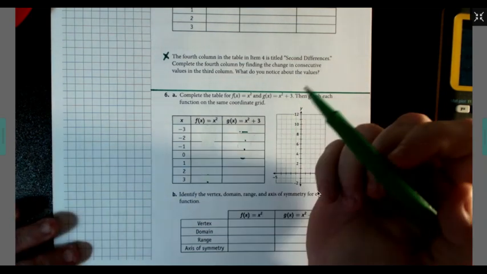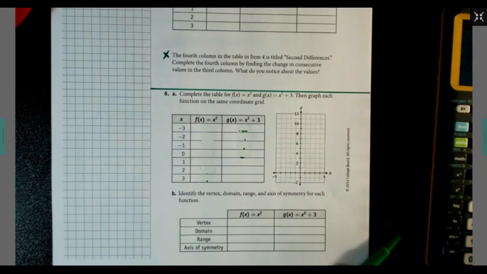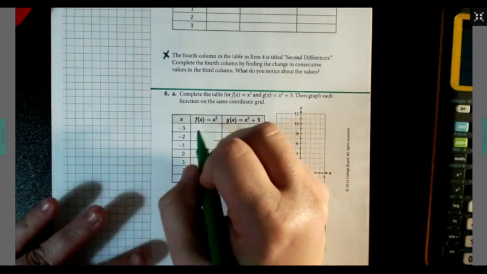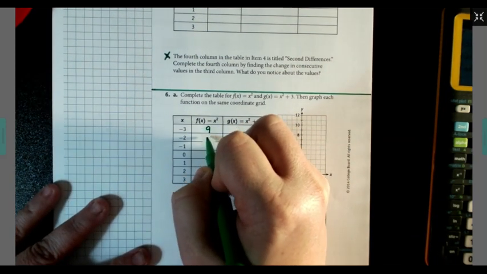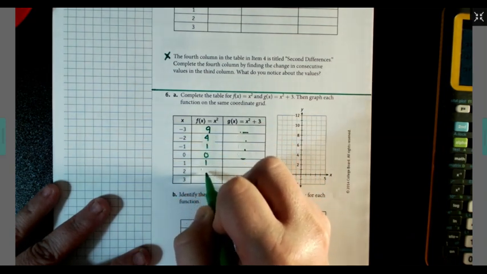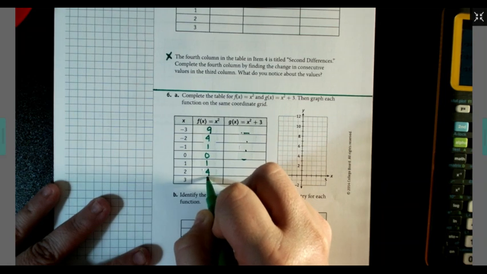All right. In this section, it says 6a, complete the table for f of x equals x squared and g of x equals x squared plus 3. Then graph each function on the same coordinate grid. Well, we've already done f of x equals x squared. That was on the previous page. So we have 9, 4, 1, 0, 1, 4, 9.